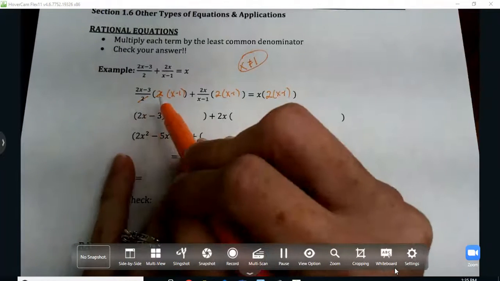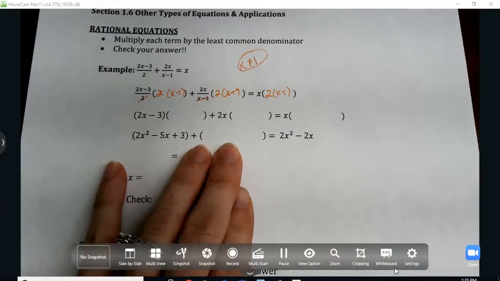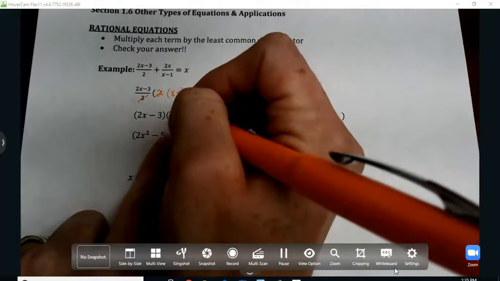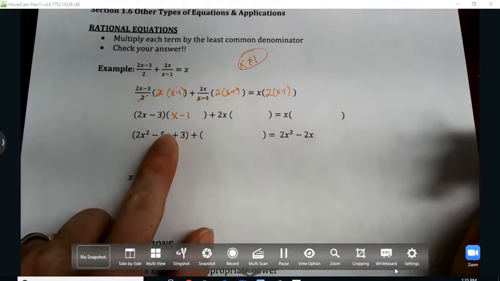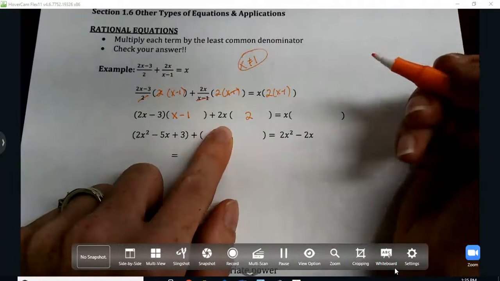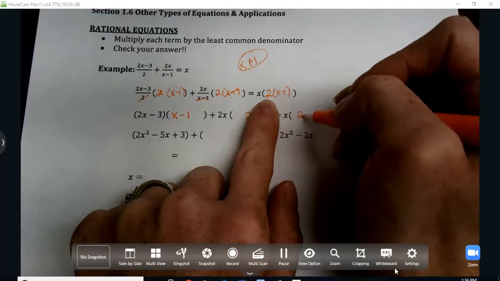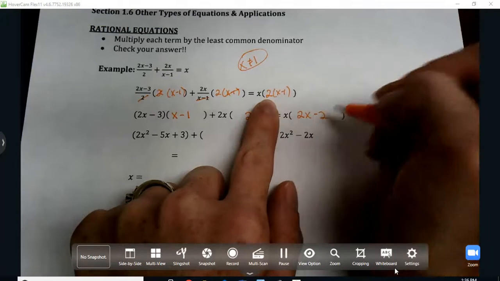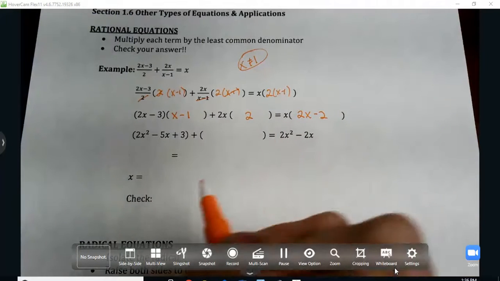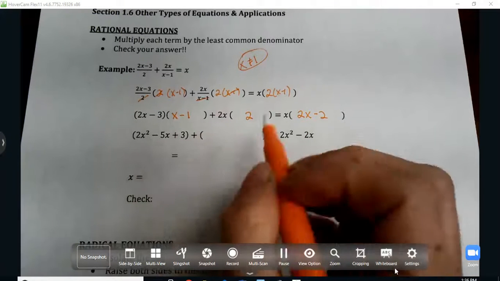So in the first fraction, the 2's drop. Second one, the x minus 1's drop. So we're left with 2x minus 3 times x minus 1. Second one, we have 2x times the 2. The last one, I have x times all this. I'll go ahead and distribute. So x times 2x minus 2. So if we multiply this all out, you FOIL these, and I already put what you got there.